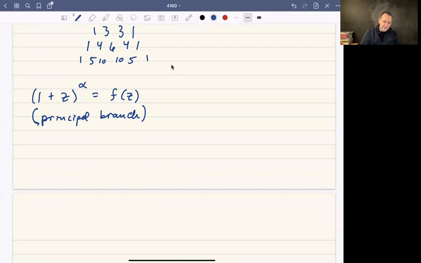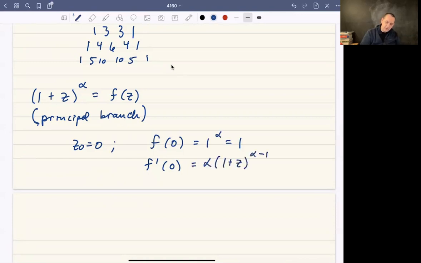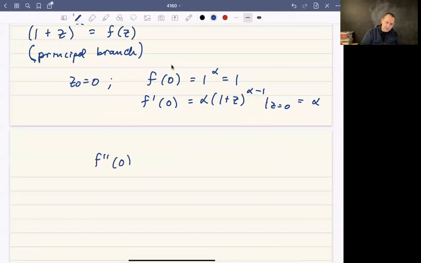If we look at f of z, let's just think about what all these values are going to be. We can expand along any value that you like. Let's expand along z equals 0. So let's take our z naught to be 0. What I want to do is take the derivative, and think about what all these derivatives are at 0. So f of 0 is just 1 to the alpha, which is 1. And f prime of 0 is going to be alpha times 1 plus z to the alpha minus 1, restricted to z equals 0, and that's going to be alpha. I want to do just a few of these to get the pattern here.